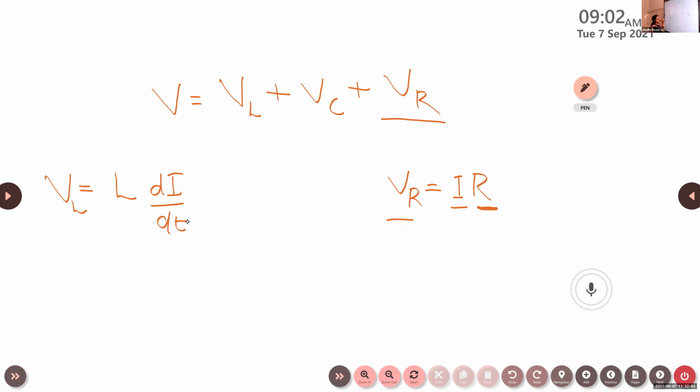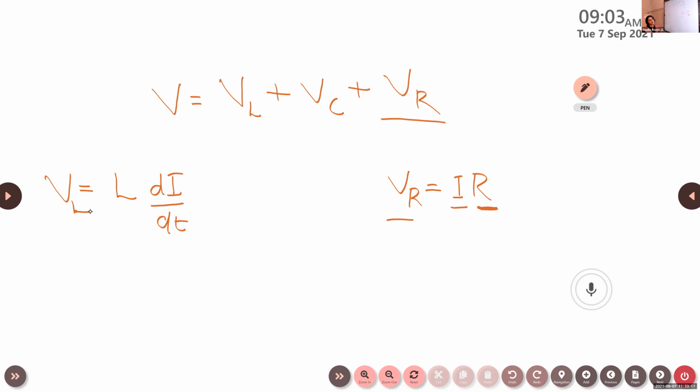Sometimes you may study this equation in terms of induced EMF: E is equal to minus L into di by dt. But here the negative sign indicates the direction of the electric current, so we are not considering that negative sign. So the expression for the potential generated in an inductor is given by V, or VL, is equal to L into di by dt.